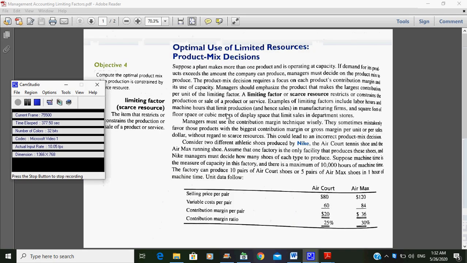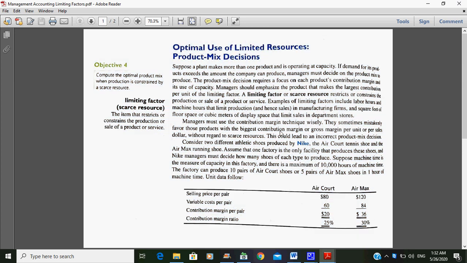Continue. Look at limiting factors now. A limiting factor or scarce resource restricts or constrains the production or sale of a product or service. Examples of limiting factors include labor hours and machine hours that limit production and sales in manufacturing firms, and square feet of floor space or cubic meters of display space that limit sales in what? Department stores.